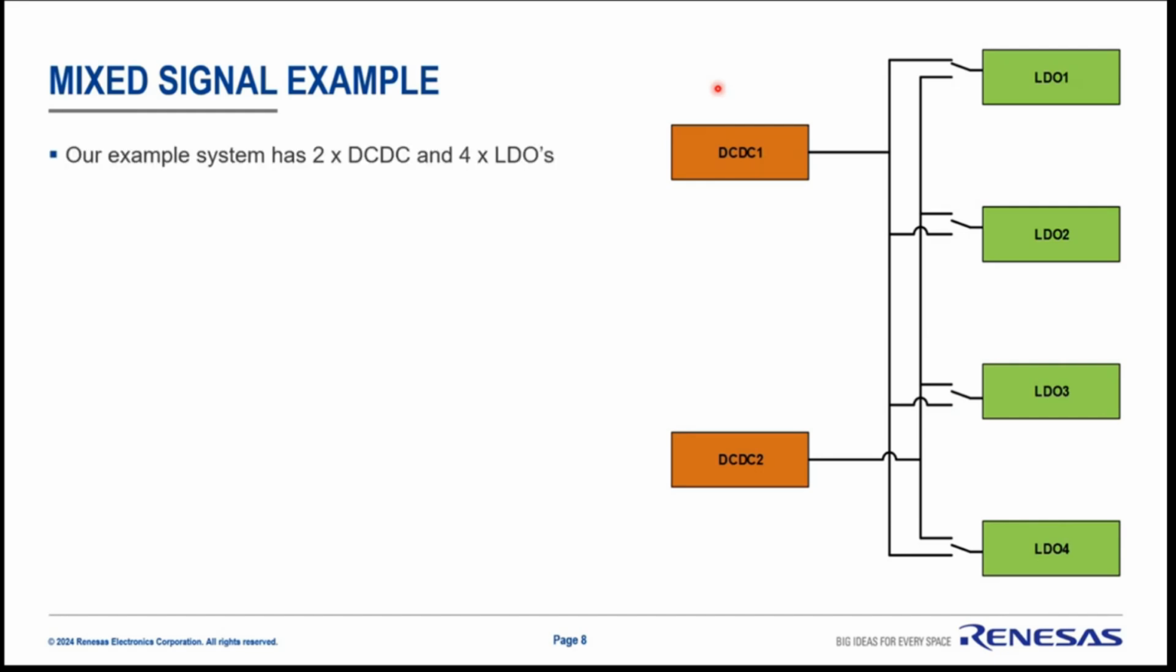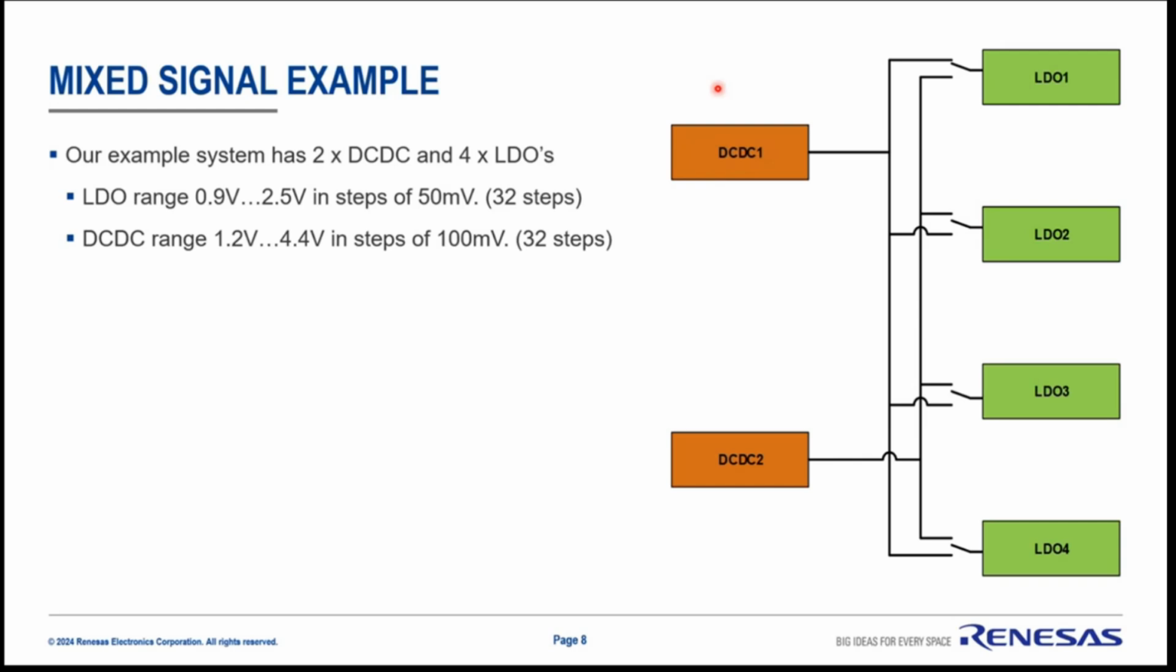All of these things are configurable, and the LDOs can take their supply from either DC-DC converter. So there's a little bit of a spec here. We've got two DC-DCs, 4 LDOs. Each LDO ranges from 0.9 volts to 2.5 in steps of 50 millivolts, so there's 32 steps there. And each buck converter goes from 1.2 to 4.4 volts in steps of 100 millivolts, which is again 32 steps.